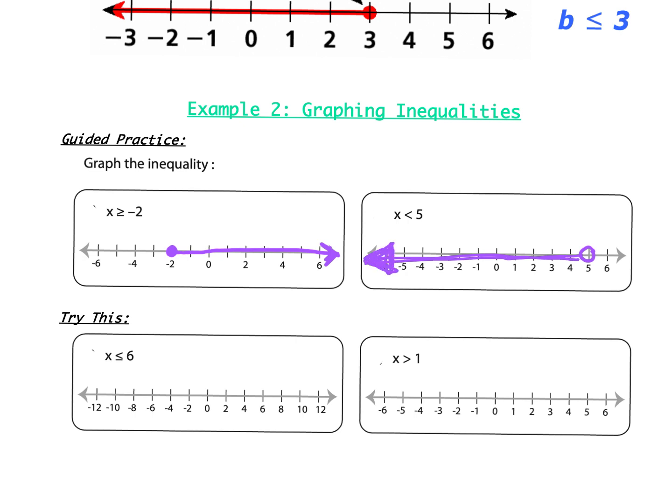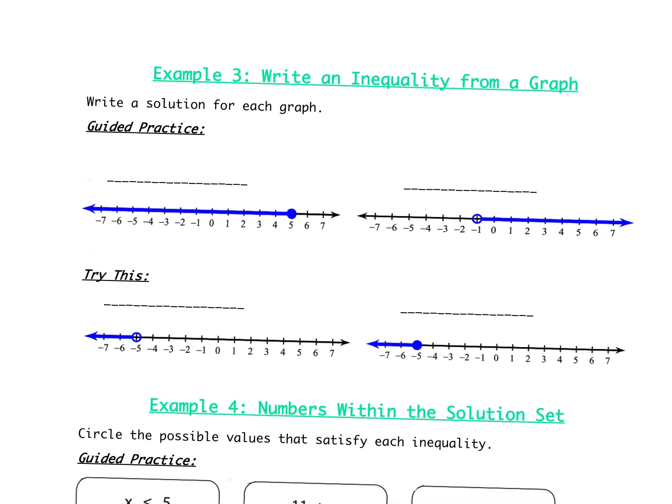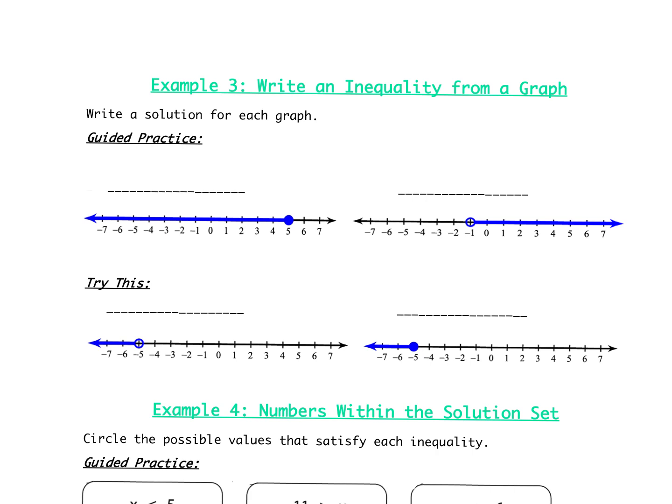And that's it. That's pretty much simple. So you're going to go ahead and do the try this. Again, you can pause the video and do it now, or you can go ahead and do it at the end of the video. Going on to example 3, write an inequality from a graph. So write a solution for each graph. So we have a graph here.